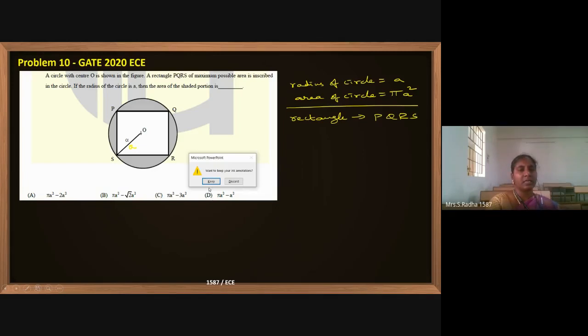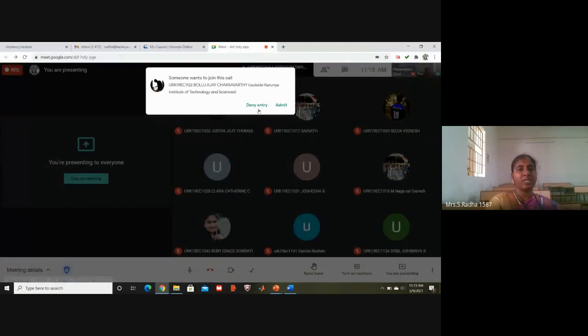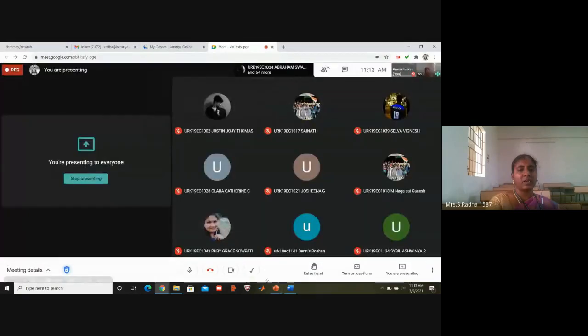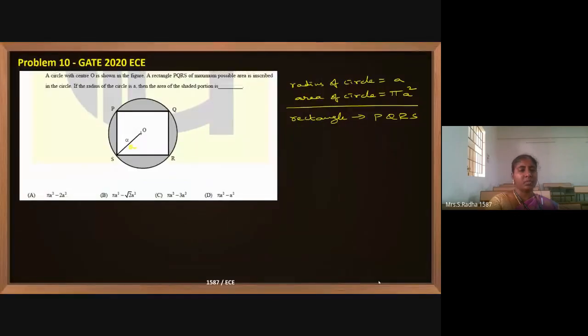If you see, the diagonal of the rectangle can be calculated from the radius of the circle. And here you can extend, this is also a radius of the circle, which becomes A. So the diagonal of the rectangle is nothing but 2 times A.